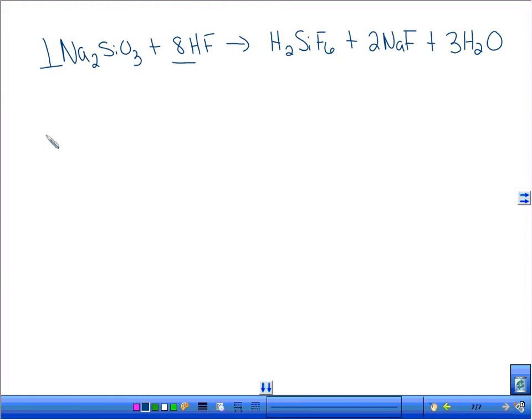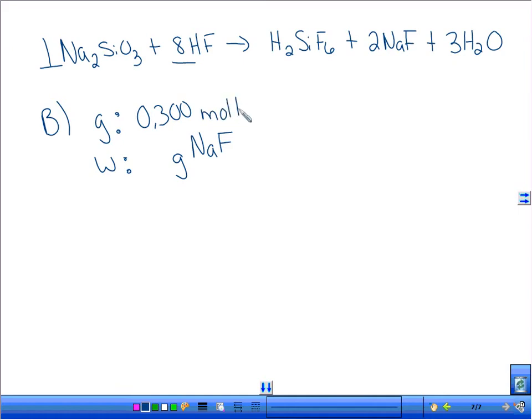Letter B says, how many grams, so we're going to identify our given and our wanted, and we are looking for grams. How many grams of sodium fluoride? Sodium fluoride's NaF. When you react 0.300 moles of hydrofluoric acid, HF. So this is where my given information, that's the number, and then your wanted is what you're looking for. So you're going to begin with 0.300 moles of HF over 1.